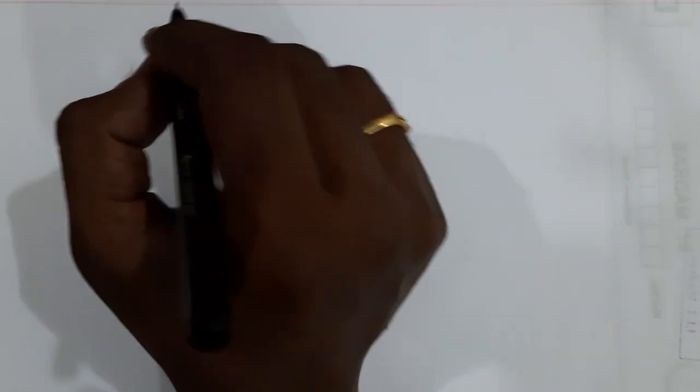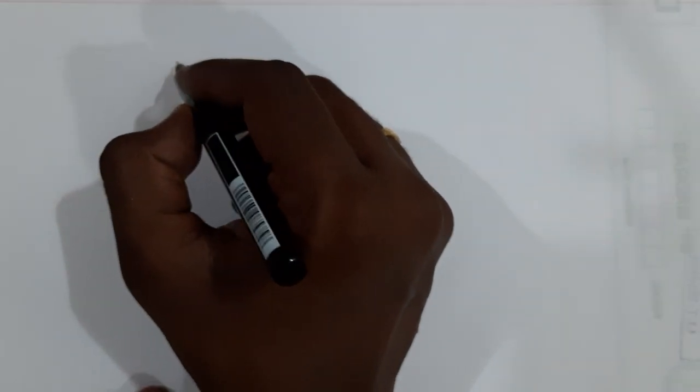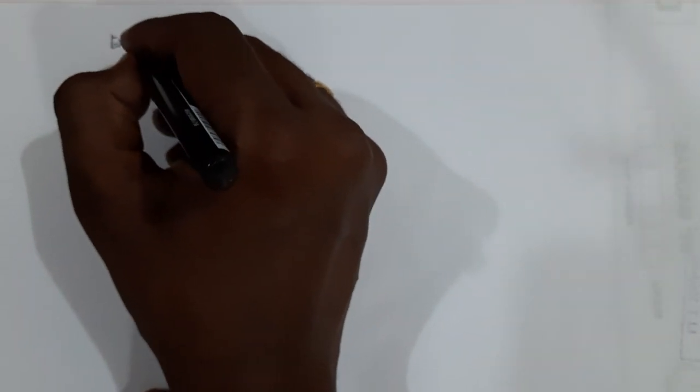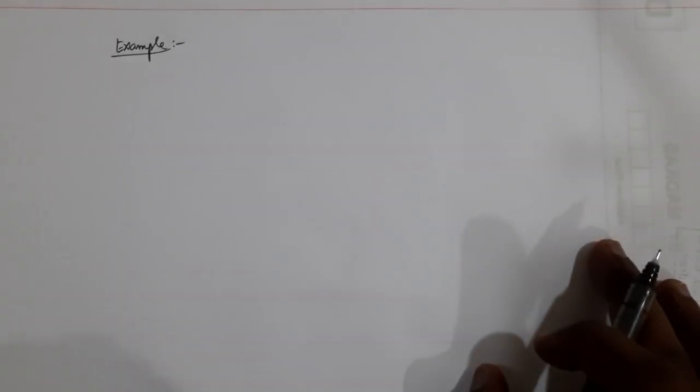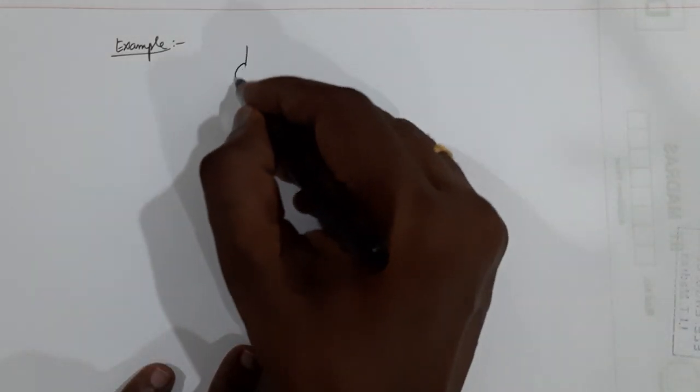So now let us analyze the diode circuit. Okay, let's take an example and analyze the diode circuit, so that we'll get clarity. Say that I have a diode.